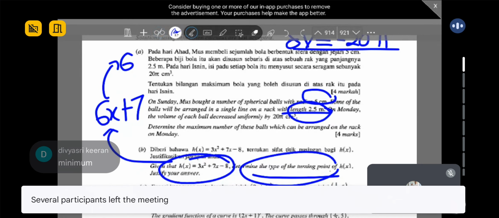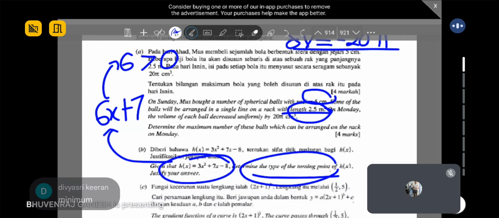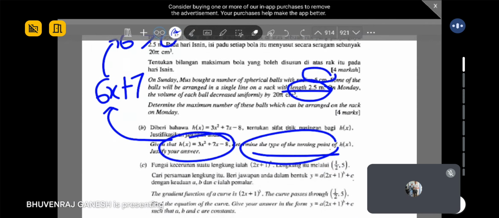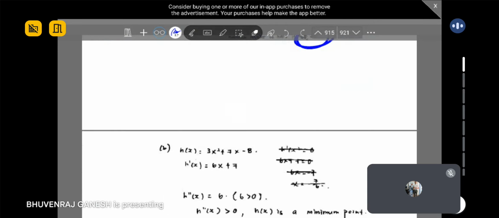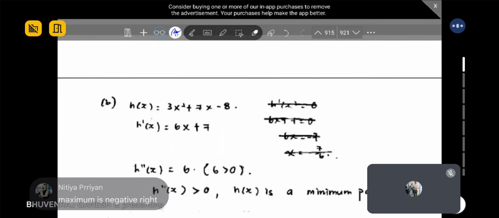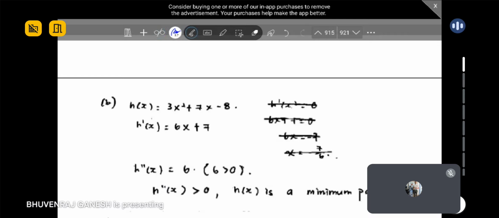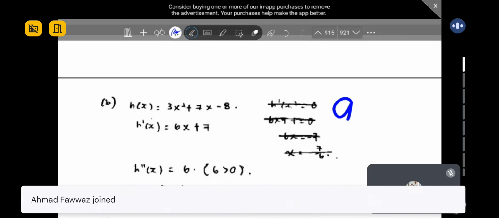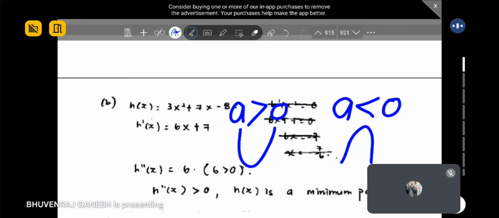Yes, minimum. Because if it's greater than 0, you will get a minimum value, or minimum point. So this is your answer for question B. Maximum is less than 0, just like your A value, guys. A less than 0, like this. A greater than 0, like this.